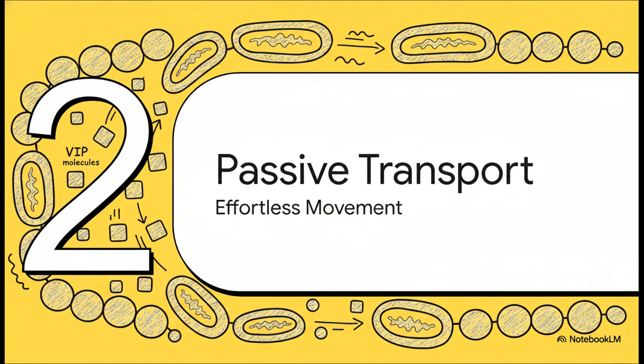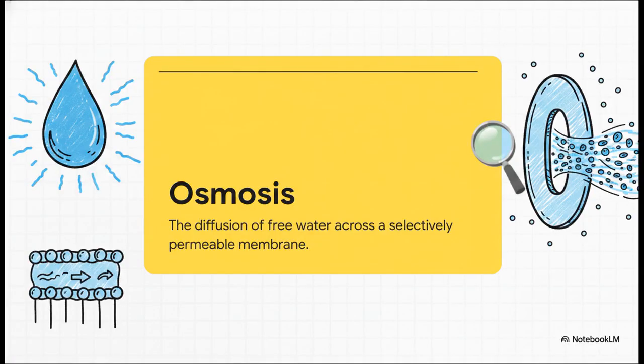Moving right along to Section 2, passive transport and osmosis, effortless movement across the border. Look, we just can't talk about cell survival without talking about water. Osmosis is simply the diffusion of free water across a selectively permeable membrane. Water naturally flows from where it has a higher concentration, meaning fewer dissolved particles, to where it has a lower concentration, where there are way more dissolved particles.